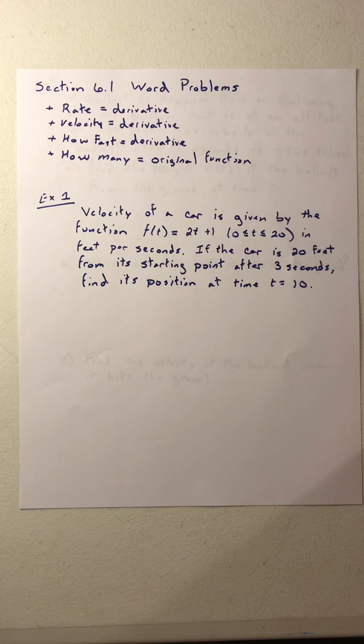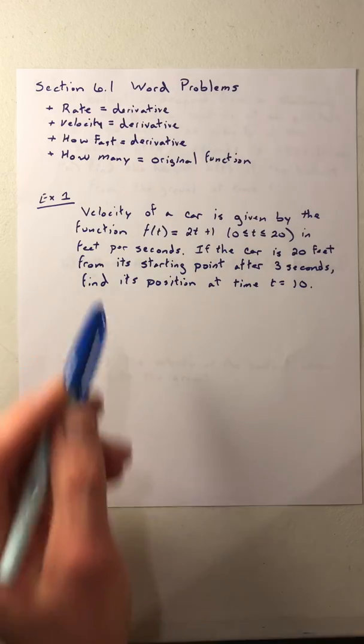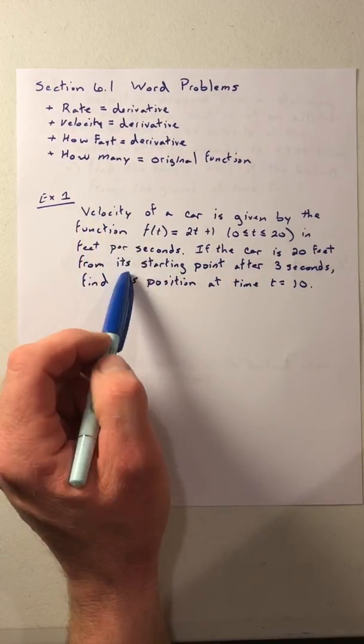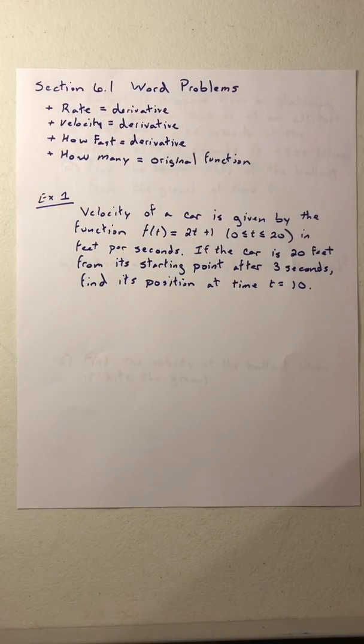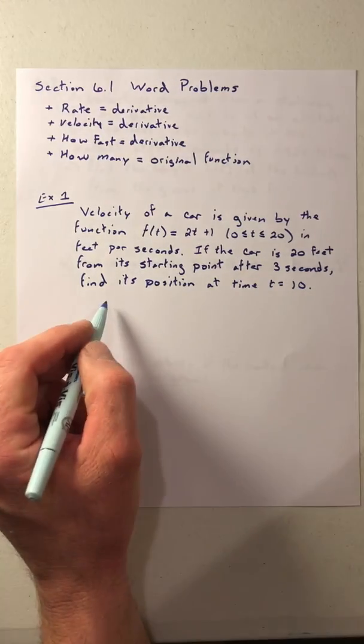In example 1, we're going to give you the velocity of a car given by the function f of t equals 2t plus 1, and this is going to work for any time between 0 and 20, in feet per second. Again, we see that word velocity and we see feet per second. That should, in our mind, tell us that we're working with a derivative. If the car is 20 feet from its starting point after 3 seconds, can we find the position at any point in time? In this case, t equals 10.